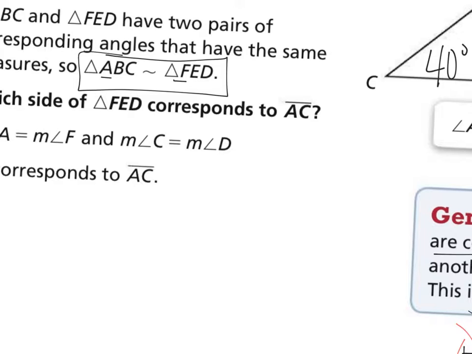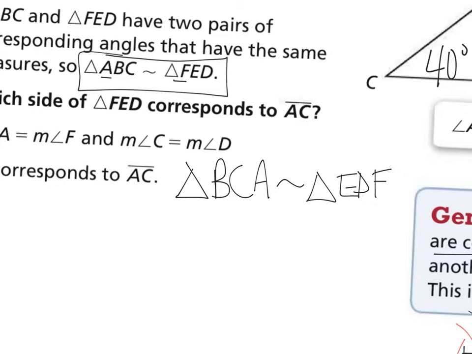When you make that similarity statement, there's nothing necessarily magical about the way that they wrote this in the book, A, B, C and F, E, D. There are other ways that we could write this. For example, we could say triangle BCA is similar to triangle EDF.